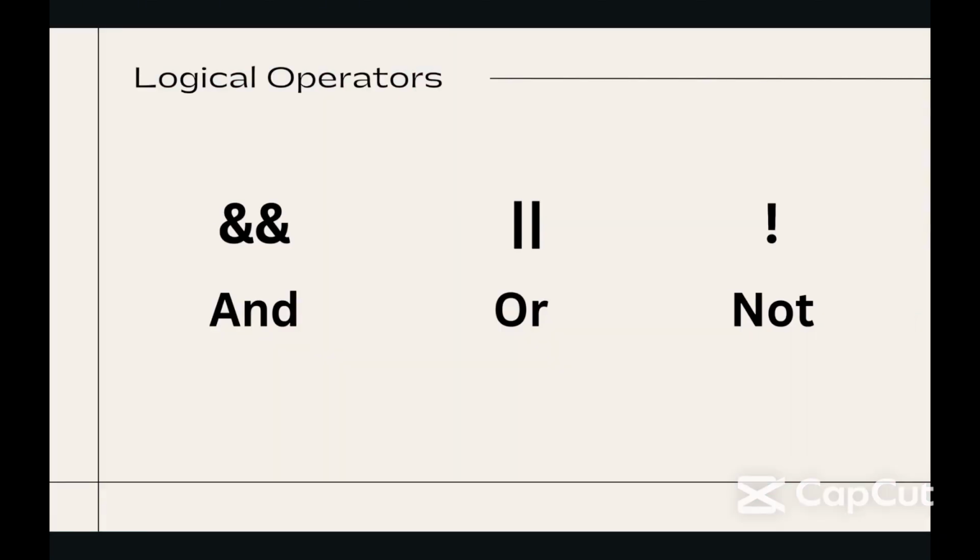These let you combine logic with math. And checks if both things are true, or checks if at least one thing is true, and not flips true to false. You'll need these for decision making in code.